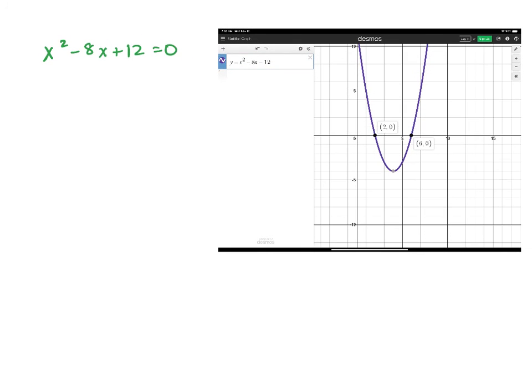As long as it equals 0, you got to make sure it equals 0. If it didn't equal 0, you just have to manipulate it so it does. In this case, this function equals 0, so again, we graph the related function, x squared minus 8x plus 12. And there it is. And there's our solutions. X is 2, x is 6. So we have 2 solutions for that equation.